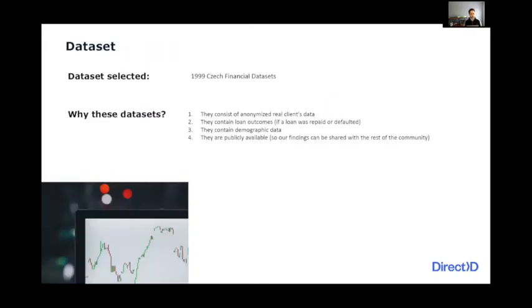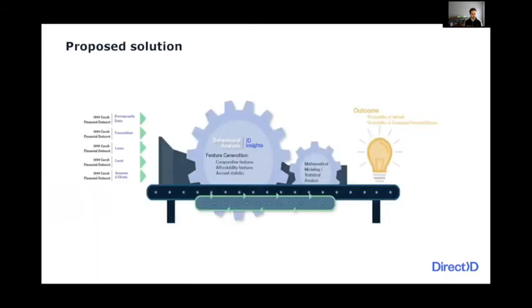The data we selected is a very old data set, from the 2000s, which is real data that has been anonymized. The reason we selected this data set is because it consists of anonymized real clients' data. It contains loan outcomes, which we can use to derive our insights. It also contains demographic data, and it's publicly available, so our solution can be tested by anyone in the market.